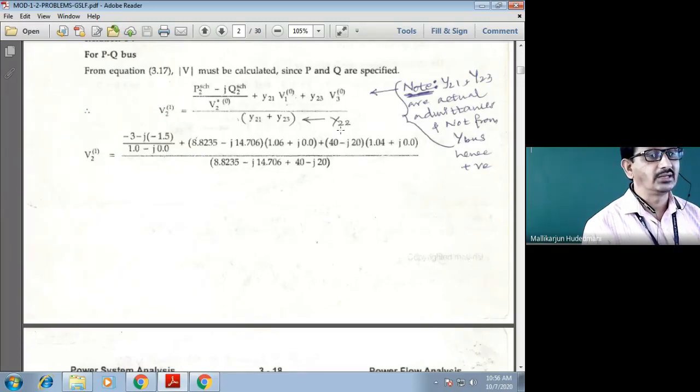Can you see that notation I have given there? Nothing but capital Y22, which is at the grand denominator. In the bracket, which was supposed to be P2 minus jQ2 divided by V2 0 conjugate, here I should have minus Y21, but it is lowercase y21, nothing but elemental admittance. Hence it is not to take minus, directly drag and drop from the elemental information.